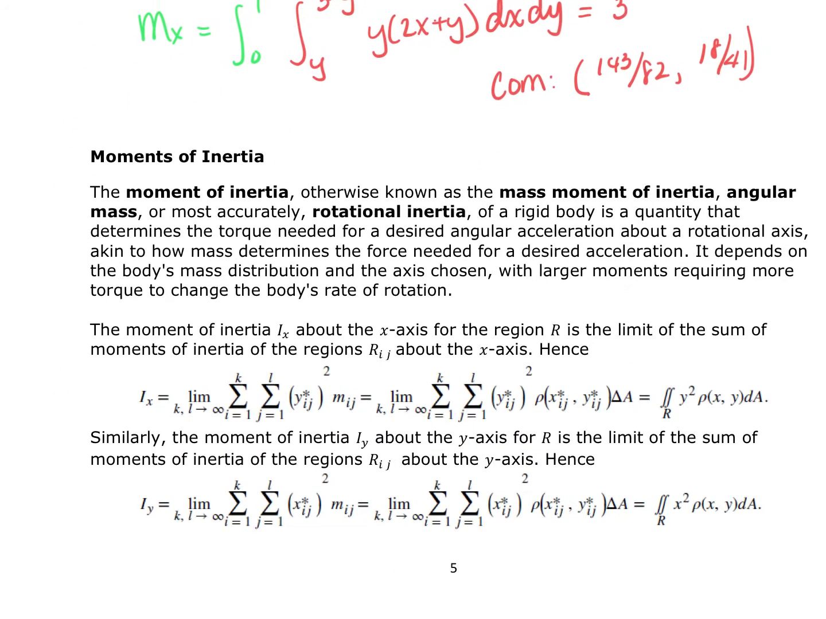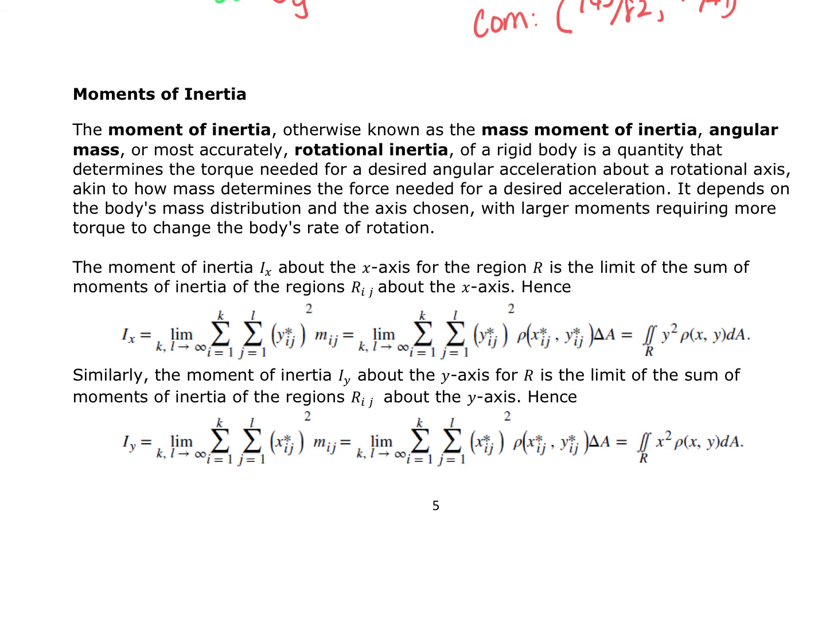Now let's talk about the moment of inertia. The moment of inertia, also known as the moment of mass of inertia or angular mass, or most accurately, rotational inertia. If we have a rigid body, the moment of inertia is a quantity that determines the torque needed for a desired angular acceleration about a rotational axis. This is kind of like asking how easy is this to flip over? How much force do I need to get this to rotate about usually the center of mass?